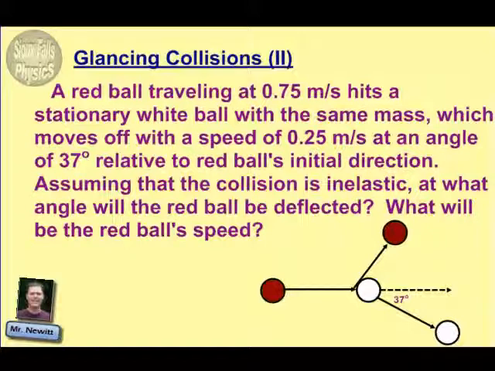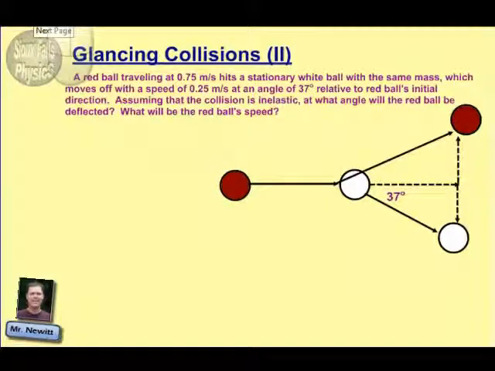All right. We are going to assume that this collision is inelastic, and we're curious about the angle that the red ball is deflected at and that red ball's speed once the collision occurs. Okay, so I've got a little diagram already set up here that will show you how the red ball is going to come in and then how it would collide with the white ball. And so this is going to be using some of the concepts with momentum.